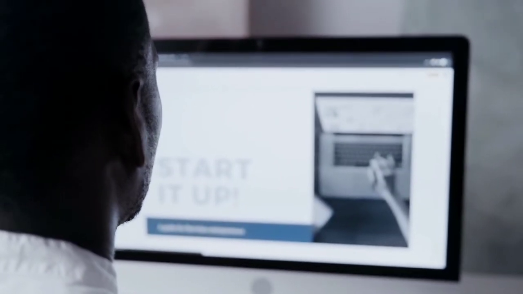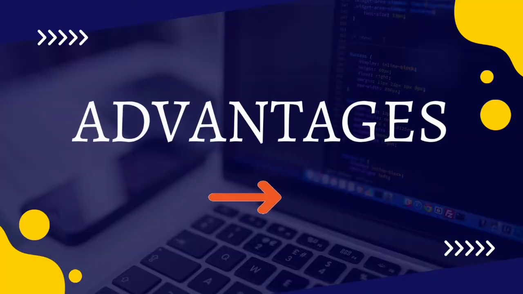Now let us look at some of the benefits of using the computer. The benefits are also called the advantages. What are the advantages of using the computer? This is one of the main goals of this lesson. So let's find out.